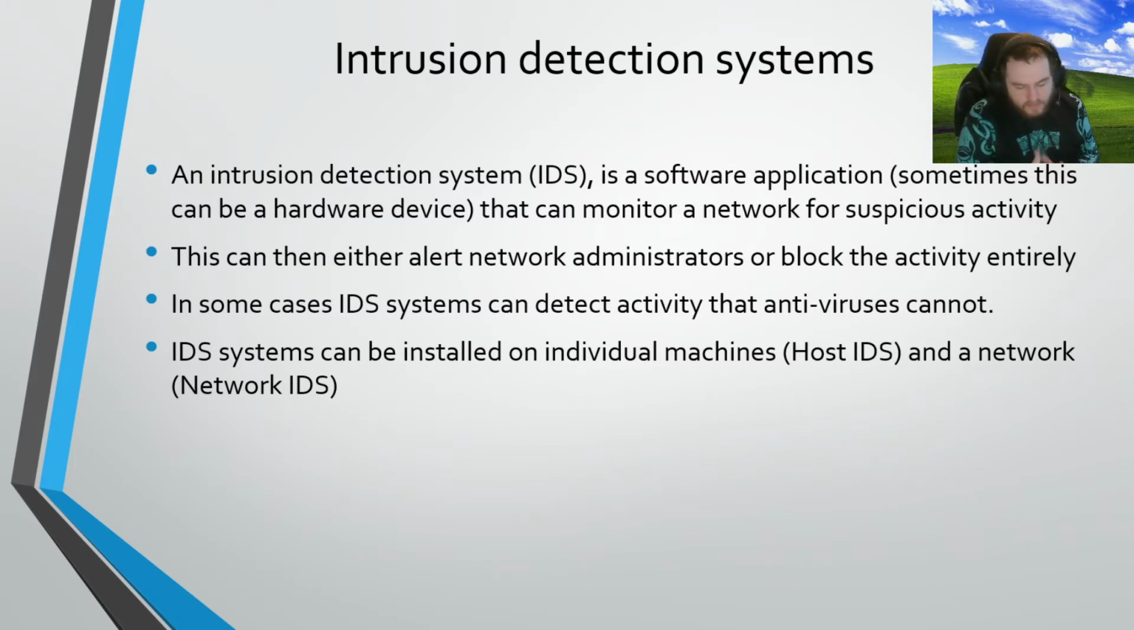So IDS systems can be on individual machines like your computers, your tablets, your smart toasters and stuff. If you really want it on a smart toaster, to detect if anything's going in and out of it or if it's been hacked. And obviously you've got a network one, which is for an entire network, which will cover all PCs, all devices and stuff on there. It's usually called HIDS and NIDS. You'll get used to that if you go into networking, HIDS and NIDS.